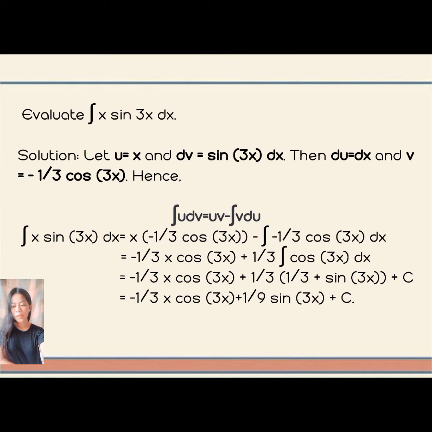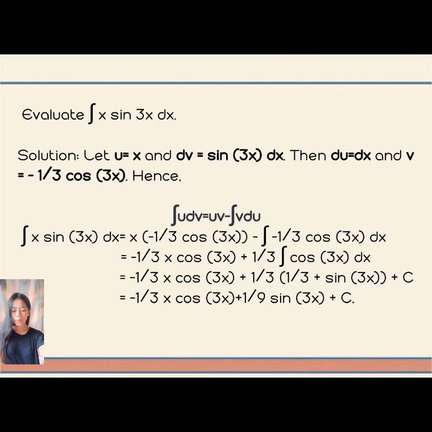So for a situation like this, know that we have two different types of functions being multiplied by each other, a linear function x and a trigonometric function sine 3x. When you see two different components being multiplied, we can use something called integration by parts, and the formula goes like this. The integration of u dv is equal to u times v minus the integral v du. So we need to know what u and dv are.